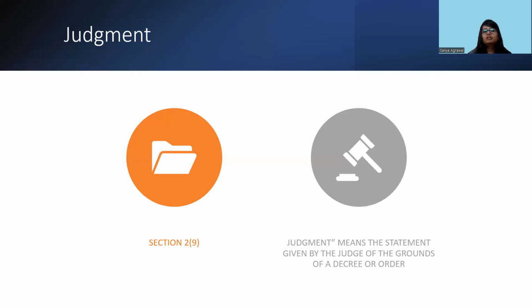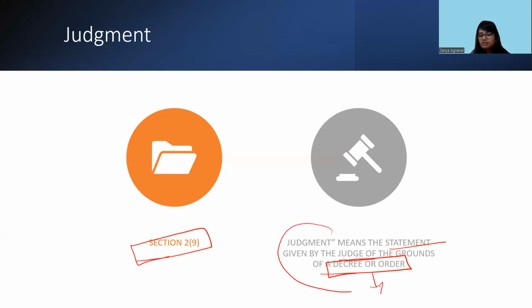Coming to the next topic, that is judgment. Now we have understood the meaning of decree and order. Judgment is also a term which is used by everyone. What does this term mean? It is defined under section 2, subsection 9, and it means the statement given by the judge on the grounds of a decree or order. That means it includes the decree or order, and it gives the reason behind the decree or order, and it is the whole statement that is stated by the judge.